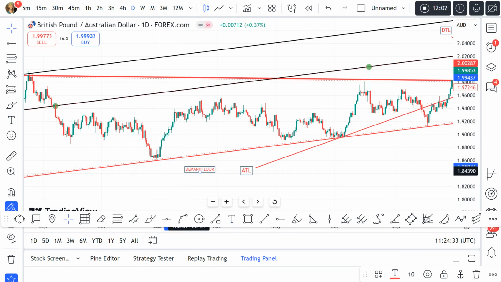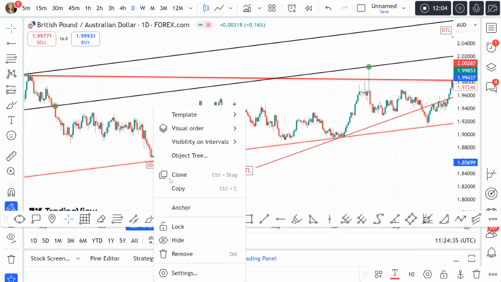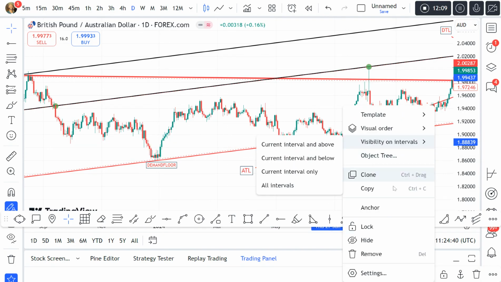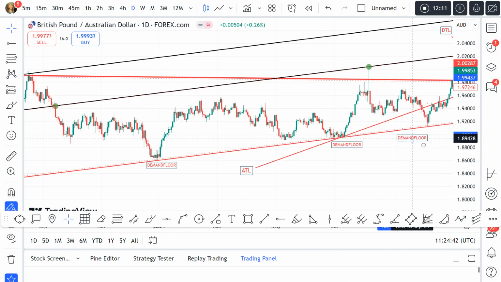The demand floor is an institutional demand floor because of its characteristics, holding price for more than 4 times. And every time price returns to the floor, it's a long-term buy idea. It takes a very long time before price returns.